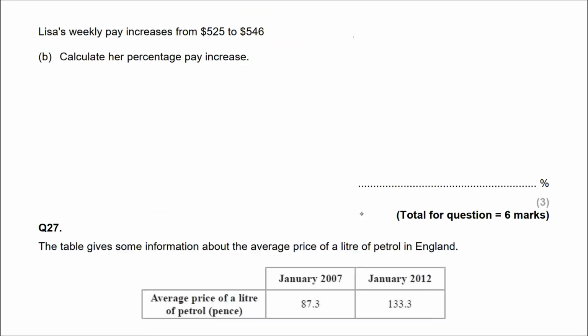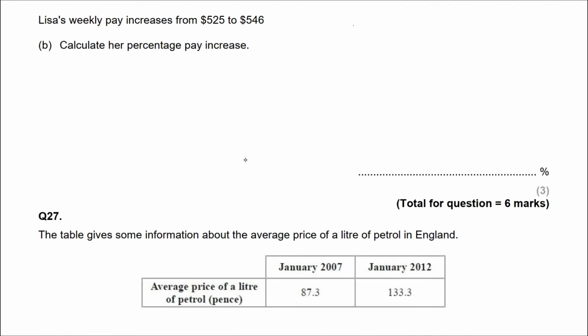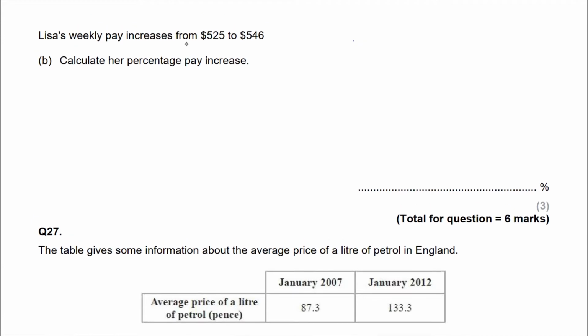Okay, next question. Lisa's weekly pay increases from that, which is 525, to 546. So this represents the original pay. So this is the original pay, and that's the new pay. So calculate her percentage increase.